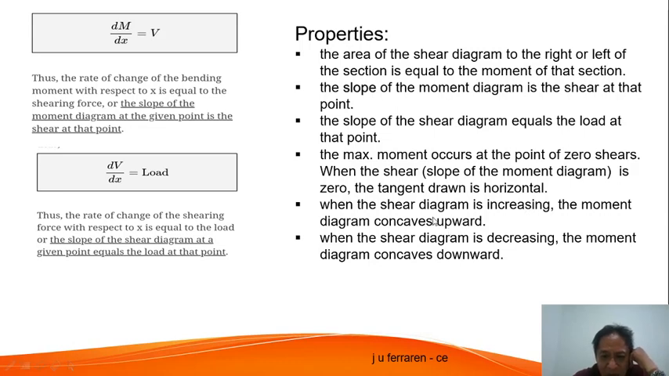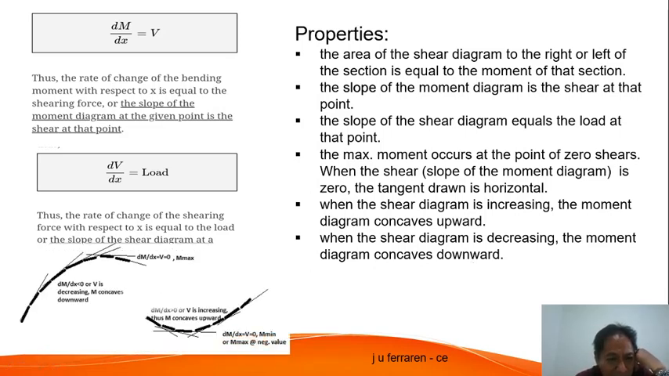the graph of the moment diagram will concave upward. When the shear diagram is decreasing, its value gets smaller, so that means the concavity of your moment diagram is downward. We will show more examples later. When the shear diagram is decreasing, the moment diagram will concave downward. So let's have some examples and we will be applying that.